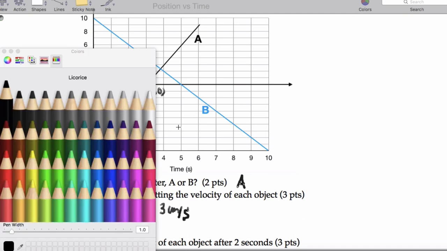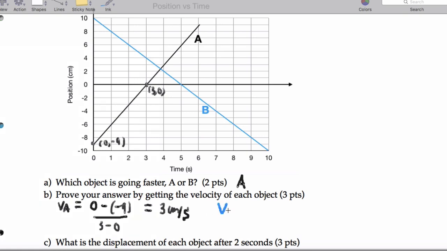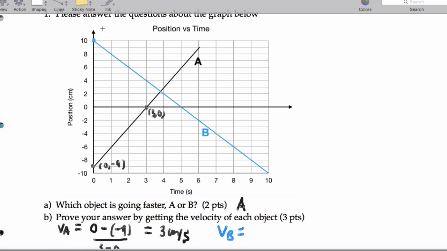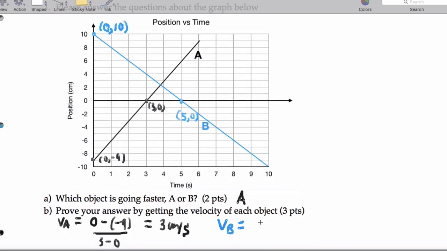Now let's go ahead and calculate a similar number for object B. So for B, we have a starting position of 10 centimeters at 0 seconds. And then it looks like at 5 seconds, I just thought I'd pick that as a number, it makes it to 0. So its slope is going to be 0 minus 10 over 5 minus 0. And that gives us a velocity of -2 centimeters per second.